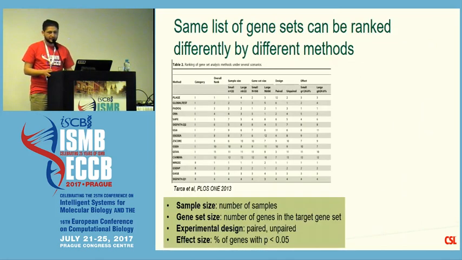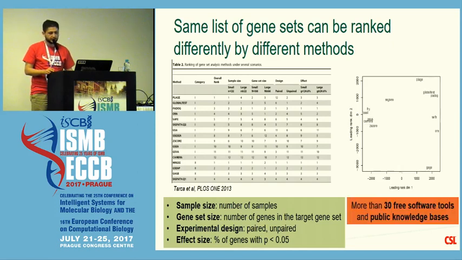Now, there has been a lot of work in the literature. There was a recent benchmarking published in BOSC by Taka, and they evaluated these methods. They compared a lot of methods and concluded that performance depends on different factors. The most prominent are the number of samples in your experiment, the size of the gene sets you are dealing with, the experimental design, whether paired or unpaired, and the percentage of genes that are differentially expressed.